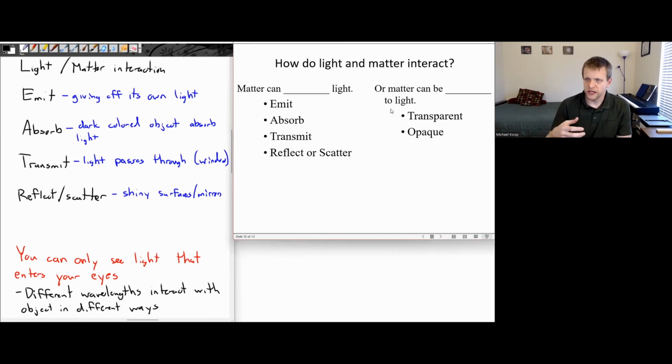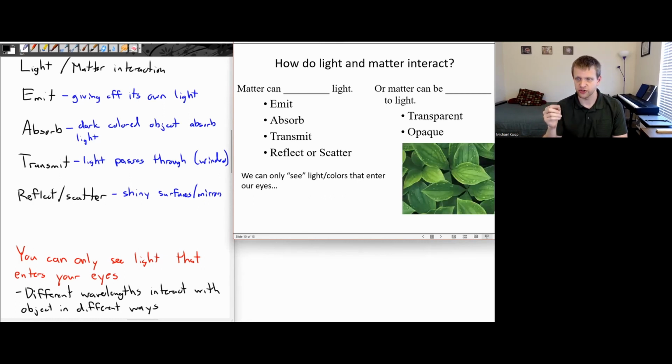We can also talk about light being transparent or opaque to matter. Transparent, light can move through. Opaque, it blocks that light. We're not going to worry about that one as much. Again, what I want to reemphasize is this one. We can only see light or colors that enter our eyes.